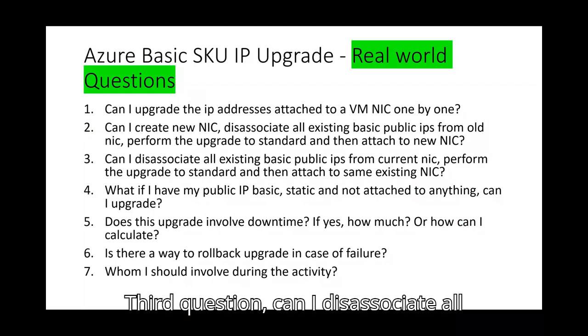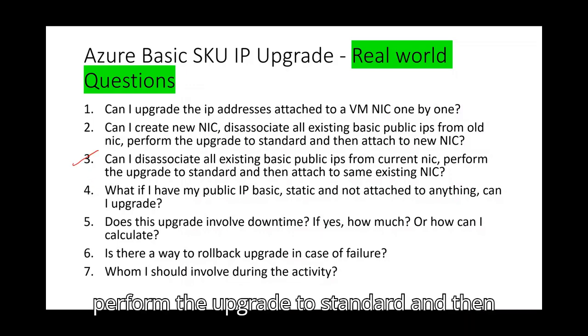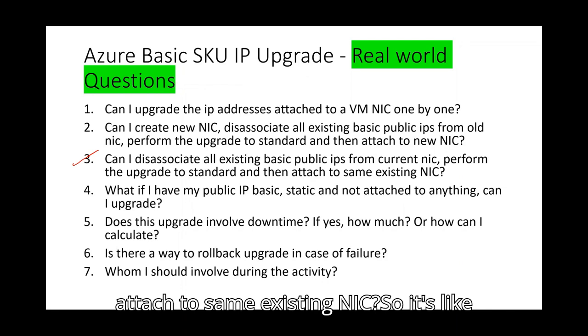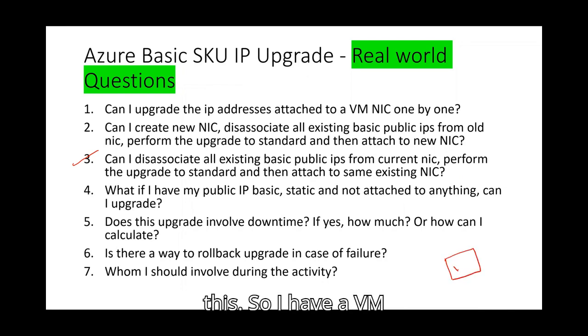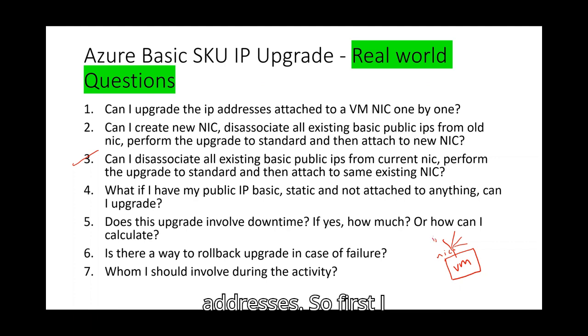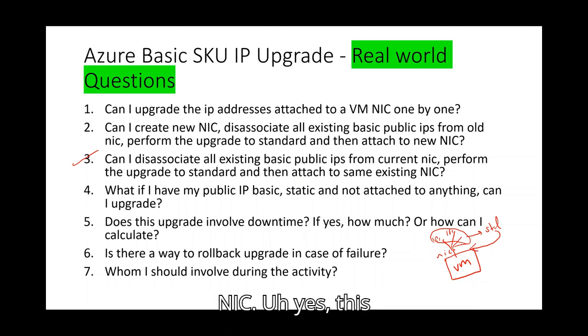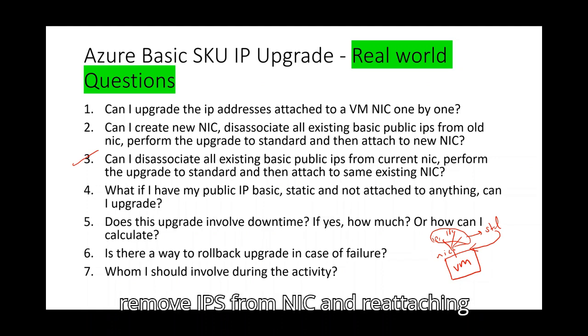Third question, can I disassociate all existing public IPs from the current NIC, perform the upgrade to Standard, and then attach them to the same existing NIC? So it's like this: I have a VM, on that there is a NIC, and there are multiple Basic SKU public IP addresses. The question is, first I disassociate all of these, upgrade them to Standard, and then reattach to the same NIC. Yes, this approach can work if you are okay with removing IPs from the NIC and reattaching them.